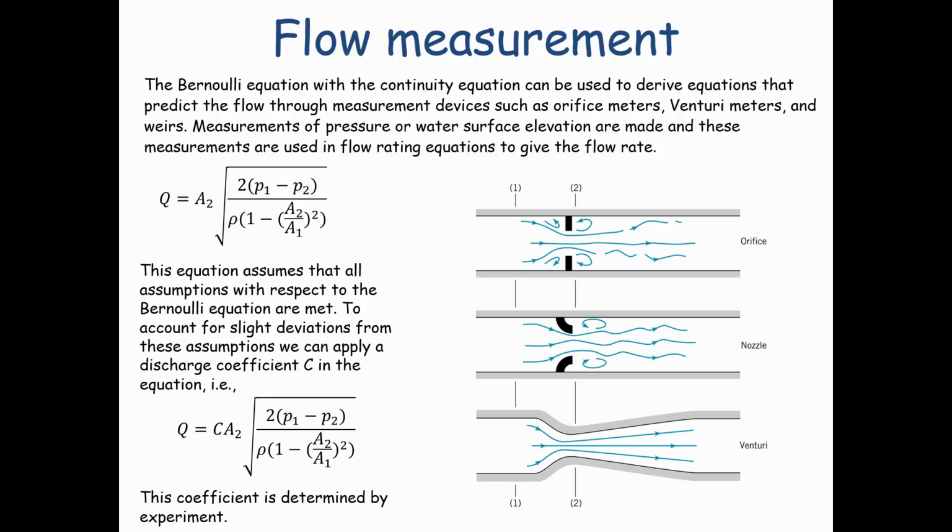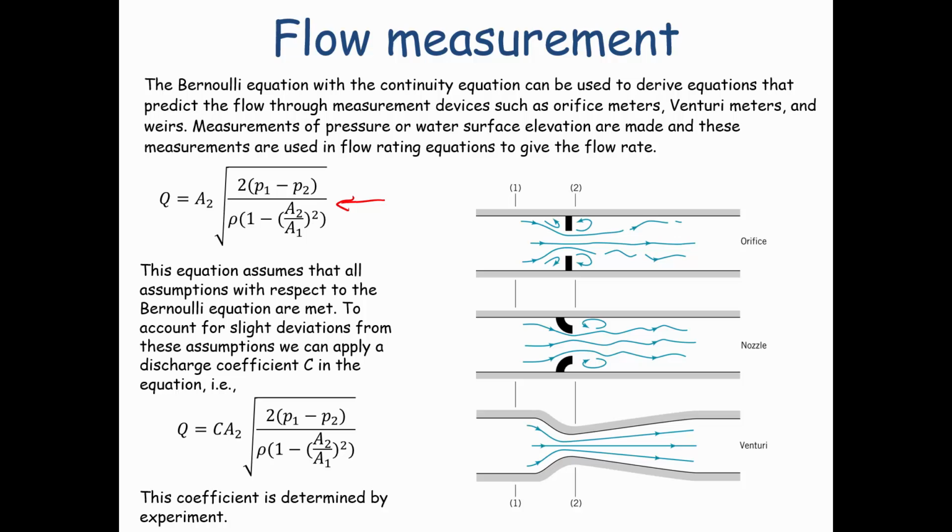For flow measurement, there are devices such as venturi meters. There are orifices and nozzles that can be used to make measurements of discharge. And what we see here for an orifice as an example is the equation to calculate the discharge, which is equal to the area of the jet that's passing through the orifice. This is an orifice, it's just a pipe.